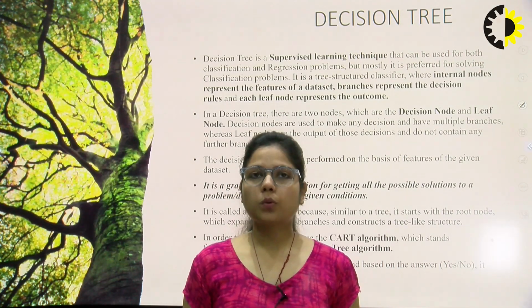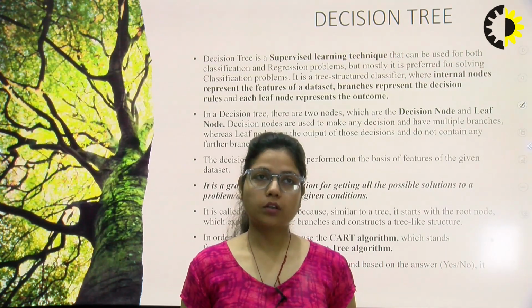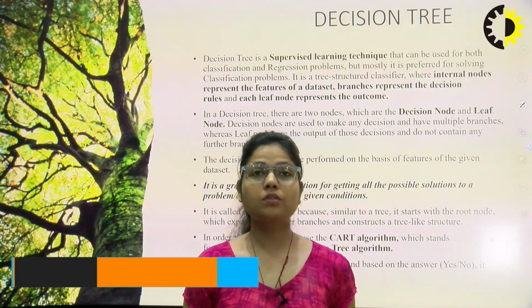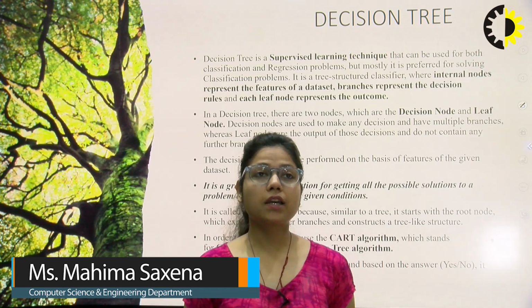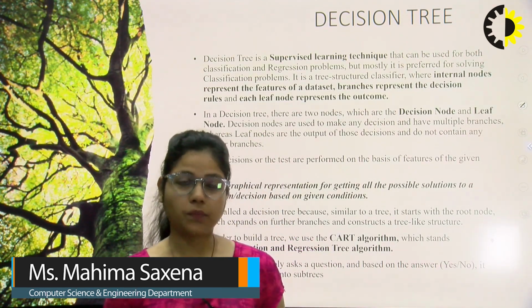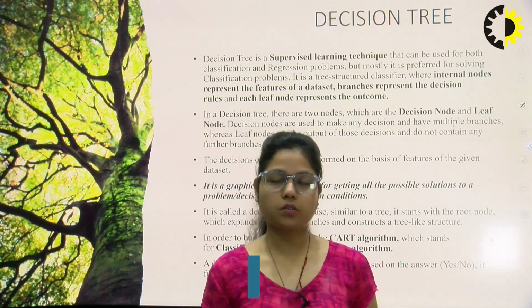Decision tree is a supervised learning algorithm. In supervised learning algorithm, we use labeled data. In the previous lecture, I completely explained what is supervised learning. Now, I'm going to start my lecture on decision tree.